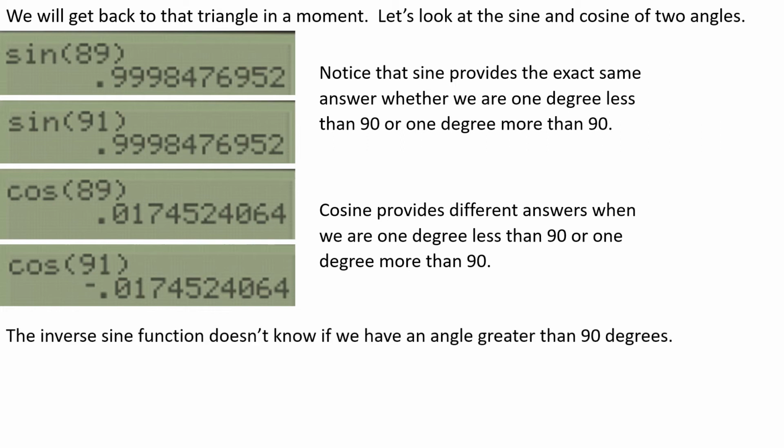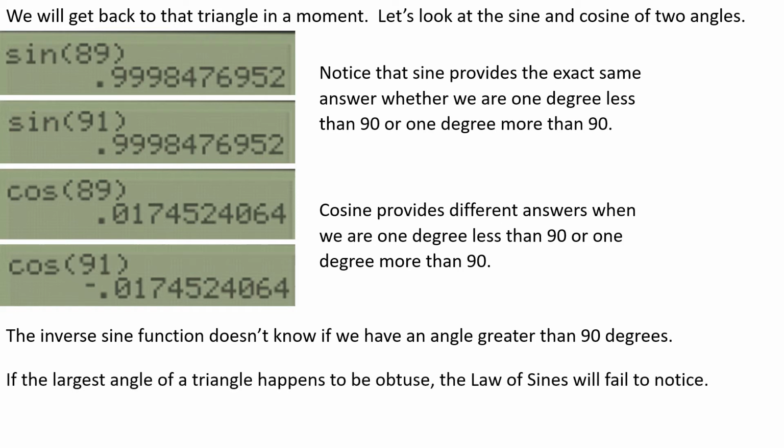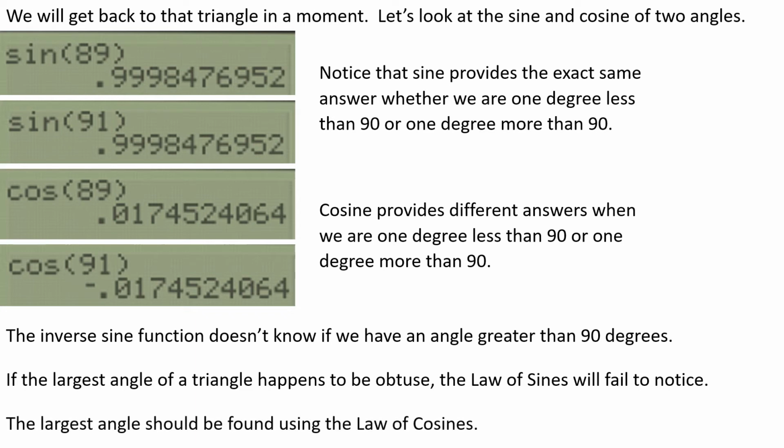If the largest angle inside the triangle is greater than 90 degrees, inverse sine function is not going to recognize it for us. Right? If the largest angle of a triangle happens to be obtuse, the law of sines is going to fail to notice that. That's why if we are going to look for any angle using the law of cosines, if I have a choice, I will go for the largest angle first, because the law of cosines will not fail me.